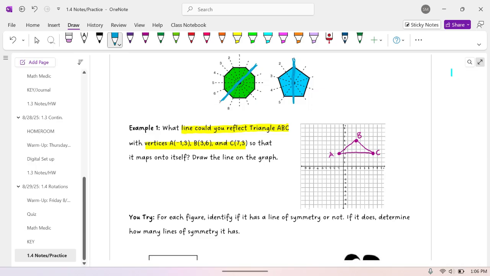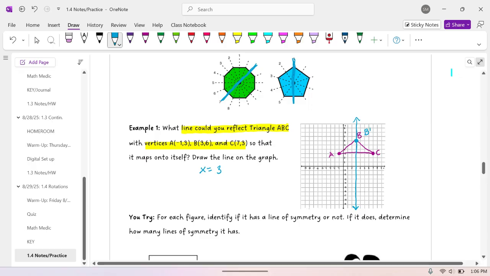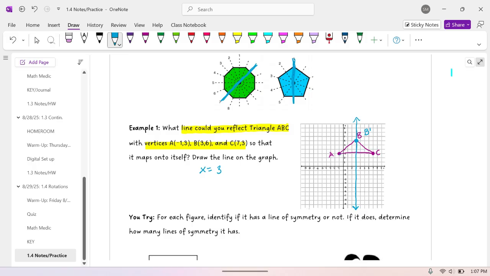Now, just by looking at it, we can figure out that going through point B would perfectly cut our shape in half. So this would be the line x equals 3. And then we can check it. If we do the equal distance thing, B prime will remain where B is because it's on the line of reflection. C is 1, 2, 3, 4 away. So it's 1, 2, 3, 4 away on the other side. So it's now where A is.